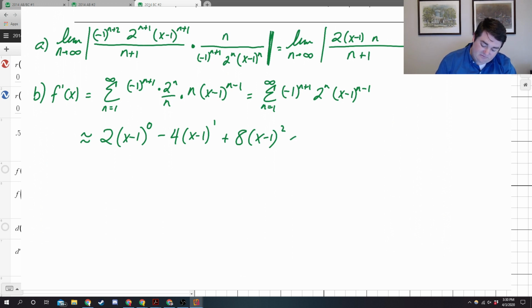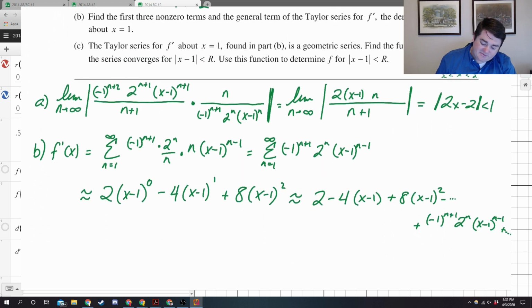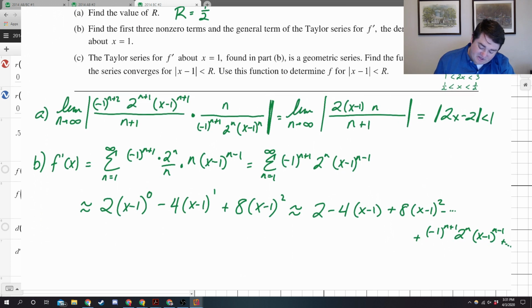So 2 minus 4 times x minus 1 plus 8 times x minus 1 squared minus ... plus -1 to the n plus 1, 2 to the n, x minus 1 to the n minus 1. There's your general term. So find the first 3 terms and the general term of f prime. We've now done that.